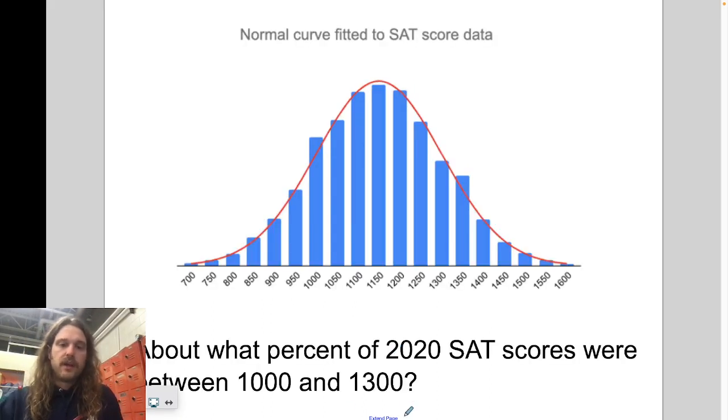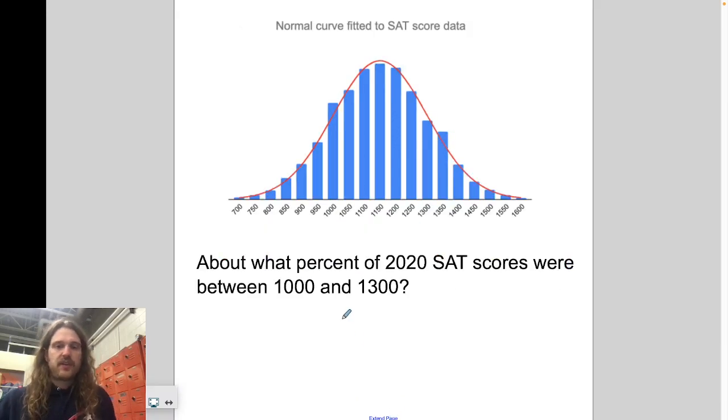Okay, a couple more. And then you could do areas in between as well. So how many were between 1,000 and 1,300? Well, that's within 1 standard deviation, and I know that those are the boundaries for my standard deviation. So that one is going to be a quick 68%.